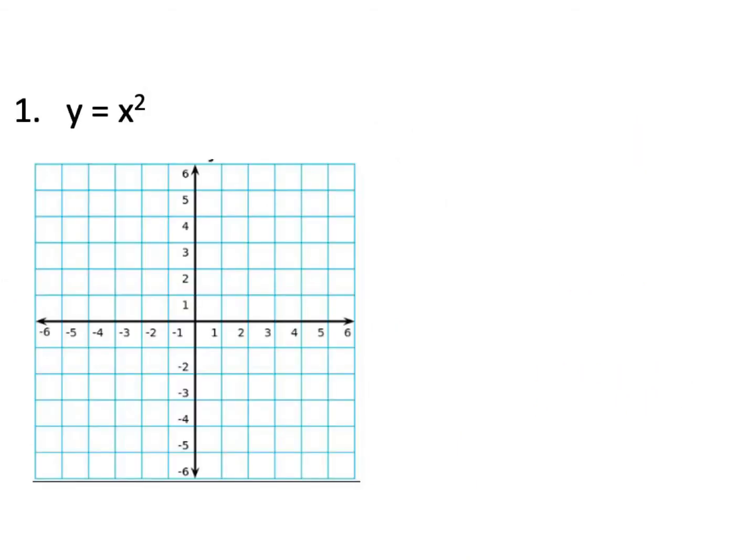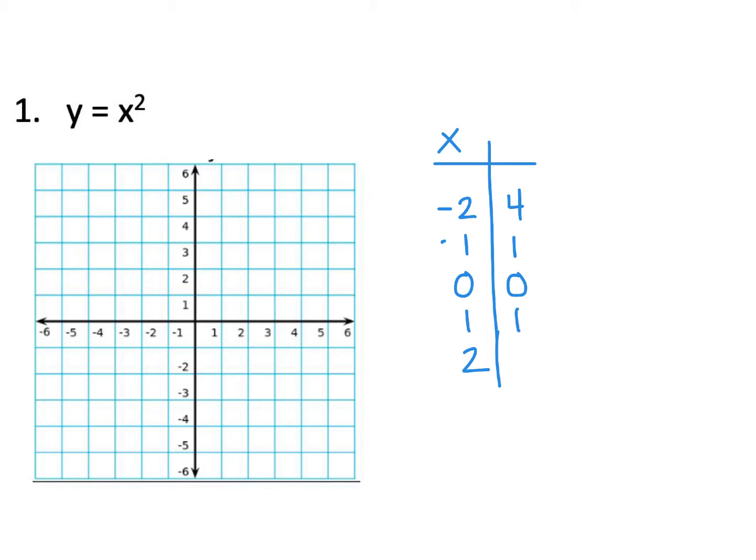So let's look at what we call the parent function, the most basic quadratic function. What I'm going to do is pick some negative values and some positive values, and let's observe the symmetry that we would get. So if I square -2, I get 4. -1 squared is 1, 0 squared is 0, 1 squared is 1, 2 squared is 4. Notice the symmetry in the y values that's occurring here. So if I graph these points, I get the following.